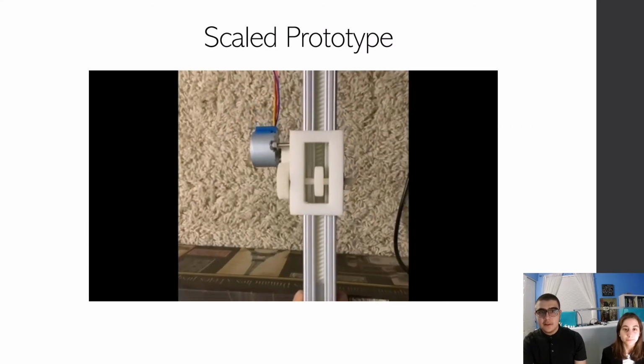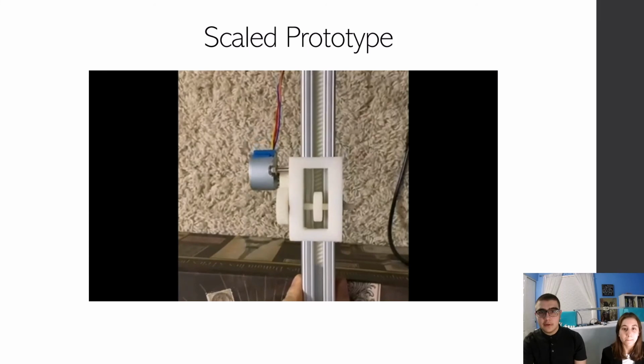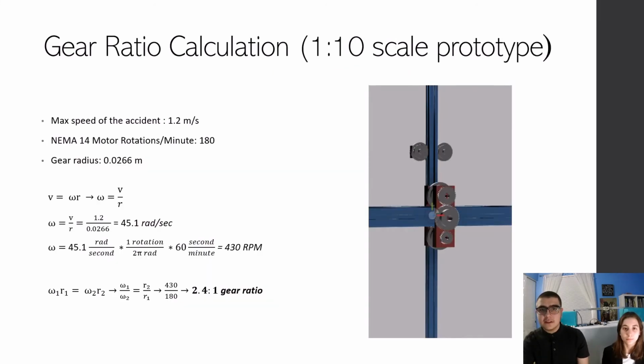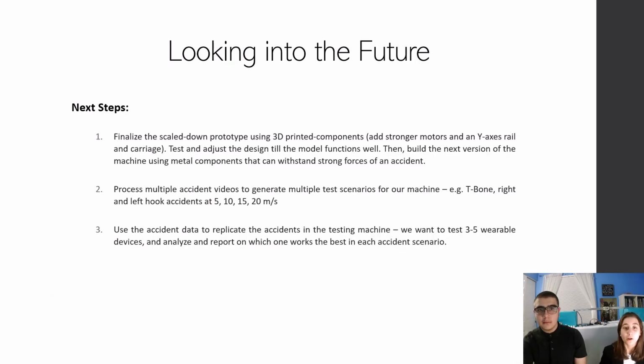In this clip, you can see our first scaled working prototype of the X-axis and carriage. For safety reasons, our scaled prototype will simulate the accident 10 times slower than in real life. We calculated a 2.4 to 1 gear ratio, which will allow the carriage to reach the maximum speed of 1.2 meters per second. Unfortunately, our first motor driver was faulty, which set us back 2 weeks, and we were unable to test our machine. That's our next step.